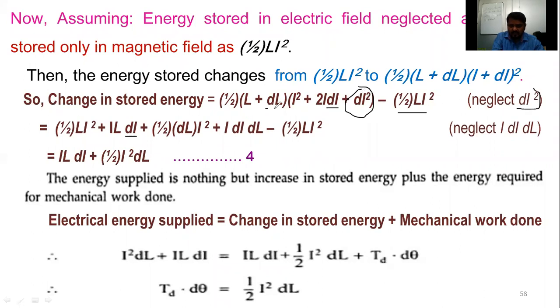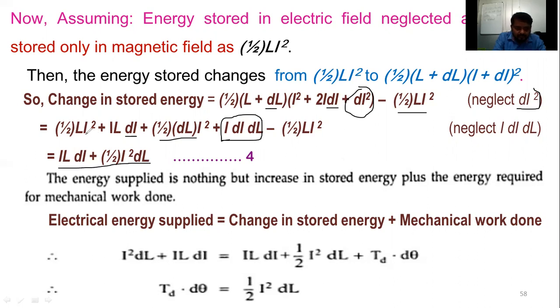Next, similarly, multiply the second term here now. 1 by 2 dL into I square, plus 1 by 2 dL into 2I dI. 1 by 2 into 2 is nothing but 1, so the 2 gets cancelled: I dL dI here now. So here also two differential terms are there, I dI dL. This one also we are going to neglect. So dI square is neglected, and this one is neglected. Now you write the left-over terms here now.